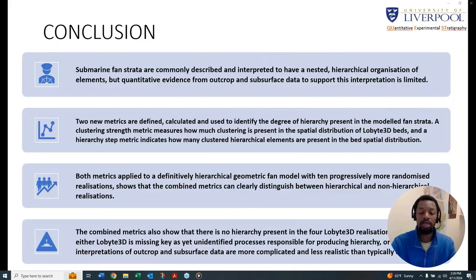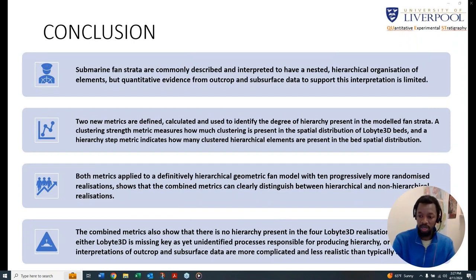So in summary, we see that submarine fan strata are commonly described as having a nested hierarchical organization of elements, but the quantitative evidence that we just looked at does not support this interpretation. Also, we've developed two metrics called the hierarchical cluster stress index as well as the hierarchical step metric. The stress index gives us an idea whether hierarchy exists or not, while the step metric tells us the number of steps we have.